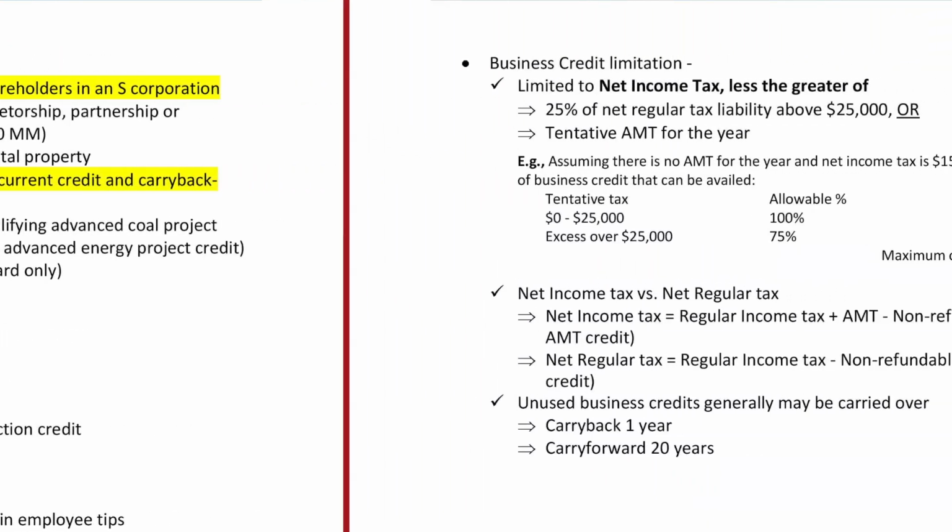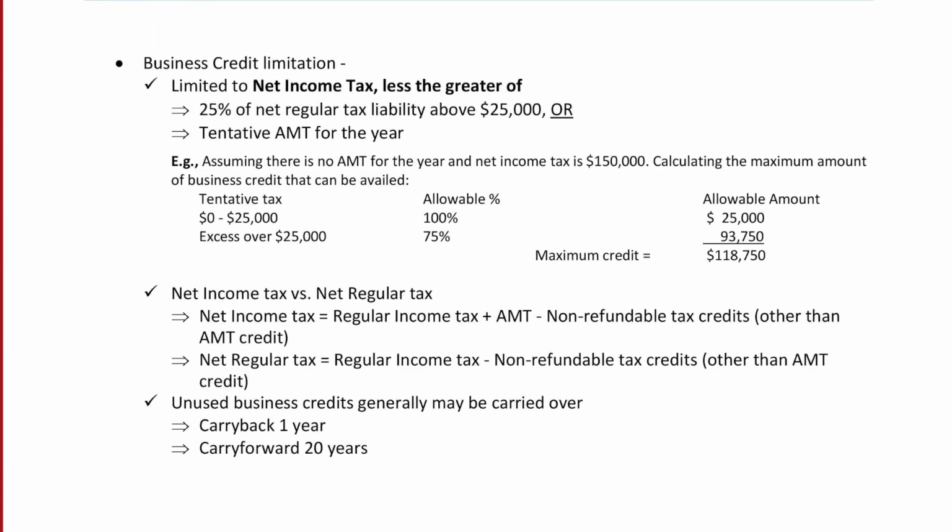Move to page 91 and highlight business credit limitation is limited to the net income tax less the greater of, highlight 25% of net regular tax liability above $25,000, circle or, and highlight tentative AMT for the year. So look at the example that we have here. It says assuming that there's no AMT for the year and net income tax is $150,000.